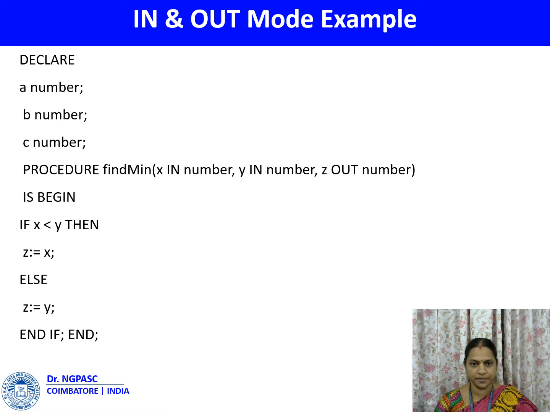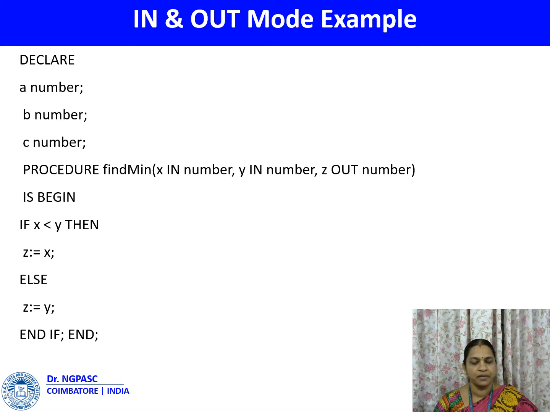So we have to declare the variables A, B and C of type number. Then PROCEDURE find_min. Here find_min is the procedure name. Within brackets we have to list the parameters. X is a variable of type IN, and Y is also a variable. These X and Y variables are used to give the input values. That's why we declare them as IN parameters. Then Z is declared as the OUT parameter.